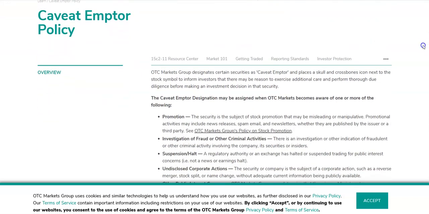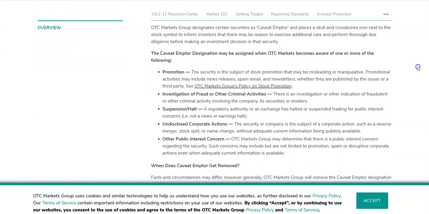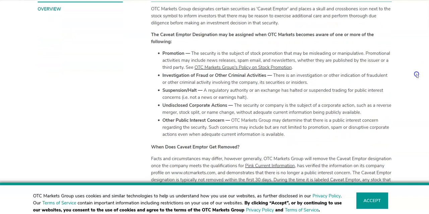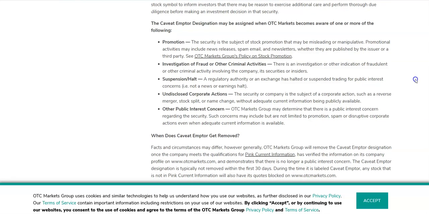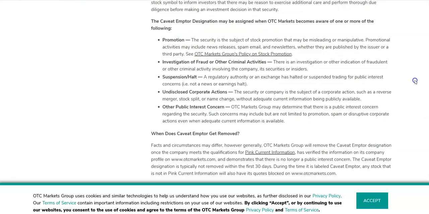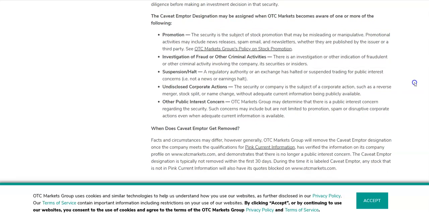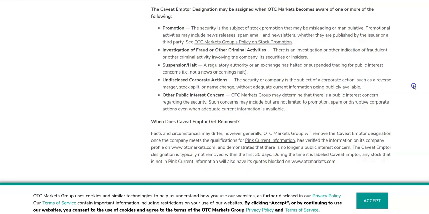It says OTC Markets Group designates certain securities as Caveat Emptor and places a skull and crossbones icon next to the stock symbol to inform investors that there may be reason to exercise additional care and perform thorough due diligence before making any investment decision in that security. So basically, to protect the investors from getting scammed, to be honest with you.